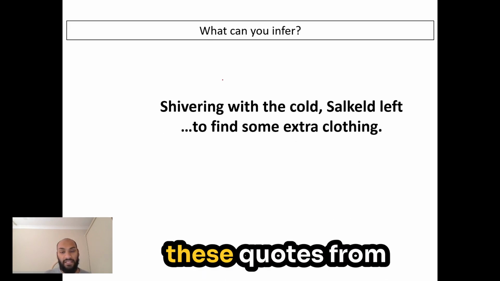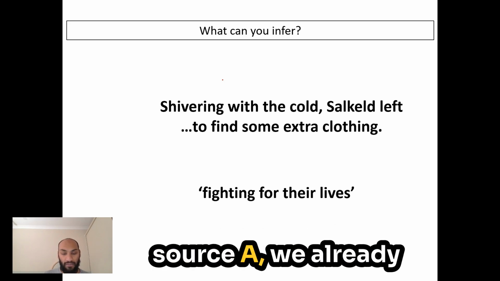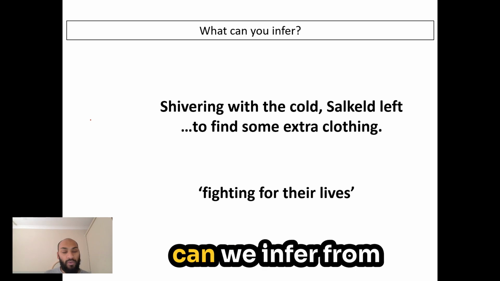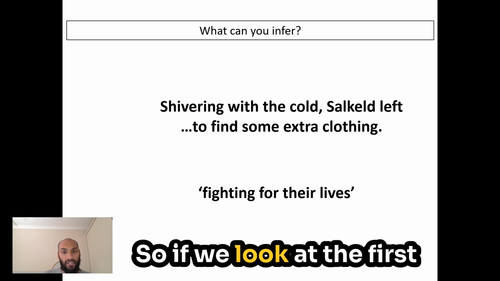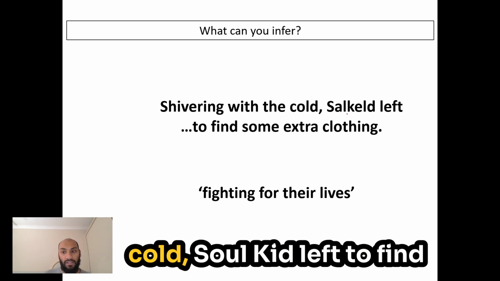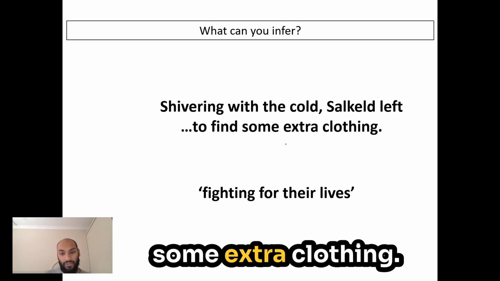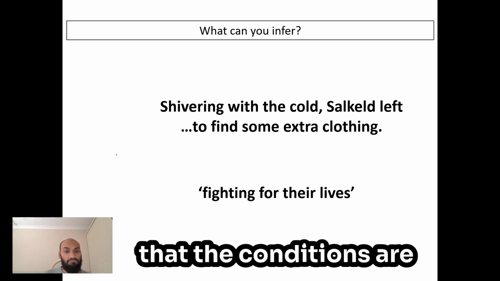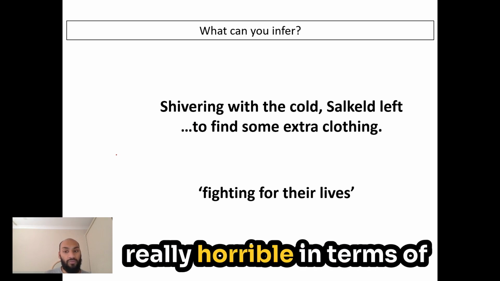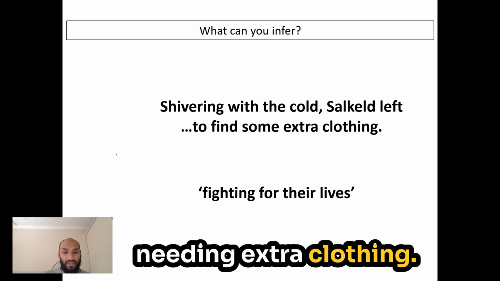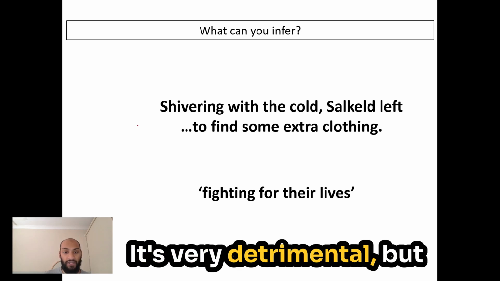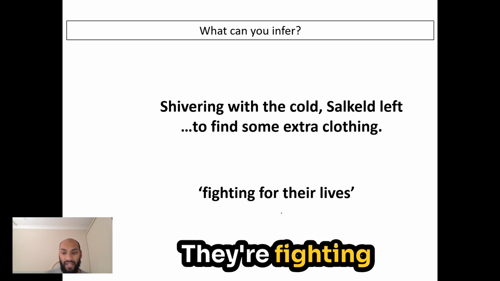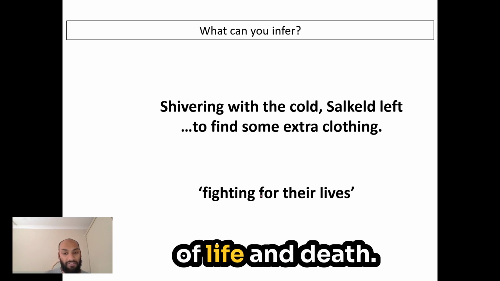Now, if we look at these quotes from source A, we already know the question. So what can we infer from these quotes? If we look at the first one, shivering with the cold, so Kid left to find some extra clothing. Maybe not the best quote to use, but I can see that the conditions are really horrible in terms of needing extra clothing. It's very severe, it's very detrimental. But the second quote shows me that it's about survival. They're fighting for their lives. So it's a matter of life and death.